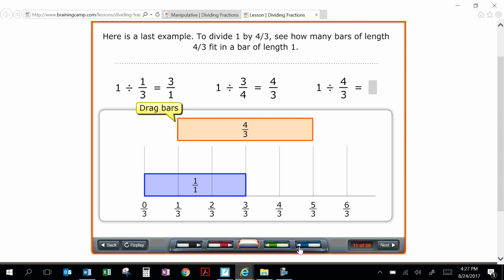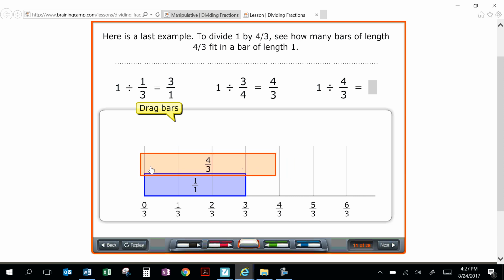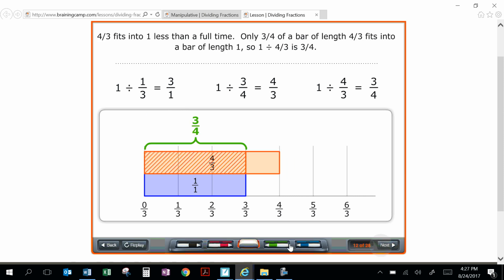Here is a last example. To divide 1 by 4/3, see how many bars of length 4/3 fit in a bar of length 1. If you think about it, I think it's going to be less than one whole. 4/3 fits into 1 less than a full time. Only 3/4 of a bar of length 4/3 fits into a bar of length 1. So 1 divided by 4/3 is 3/4. All right, let's stop right here.